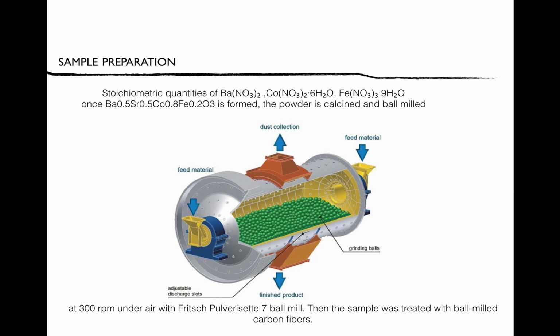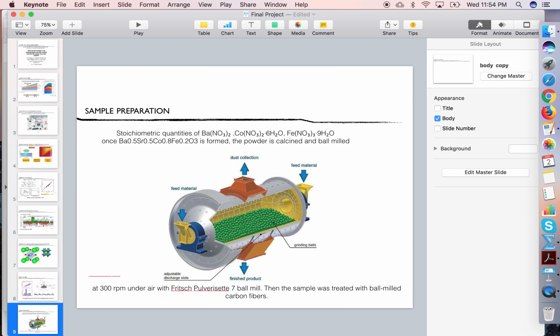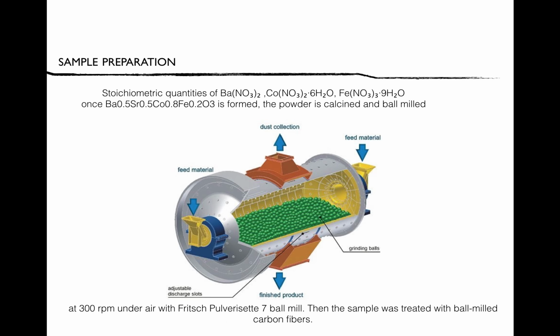So they have an elaborate preparation that I would not like to go through in detail, but basically they mix the stoichiometric quantities of the ingredients and they put it in an environment that's conducive for preparation. And once the powder is formed and it is being calcined, they ball mill it. And they do it in a very specific way.